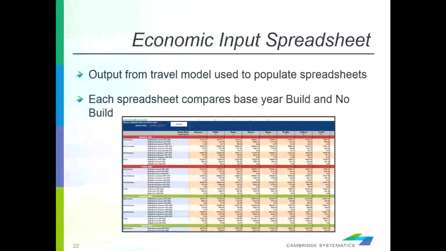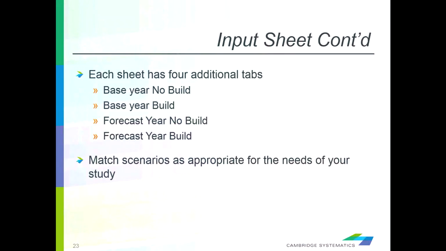Then we take those output DBF files and populate the sheet that Paula was referring to, which is used in the FEAT tool. You'll see the format looks similar. In addition to the main tab that shows all the comparisons, the tool has four additional tabs that we use to enter and format the input to match.